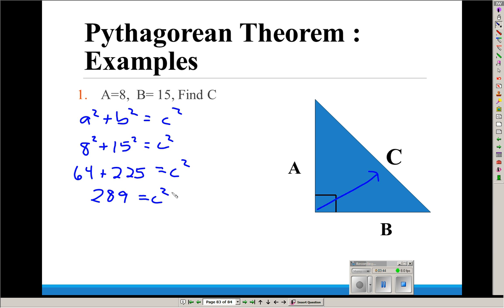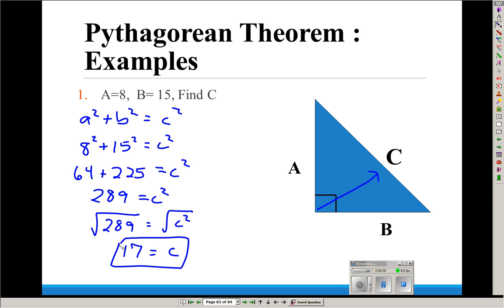And then to undo C squared, remember square root each side. Square root of C squared is C. Square root of 289 is exactly 17. So that one's a 17. Use the Pythagorean theorem. C is the hypotenuse, which is the biggest side, and it worked. 17 is bigger than 15 and 8, so it did check out pretty good there.